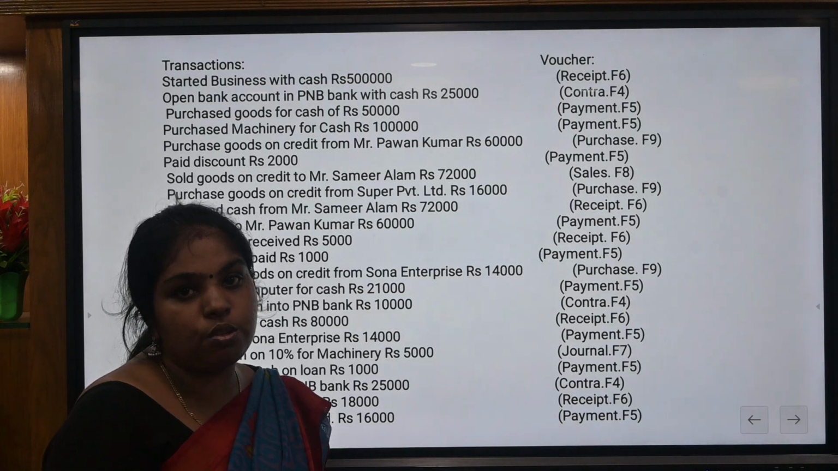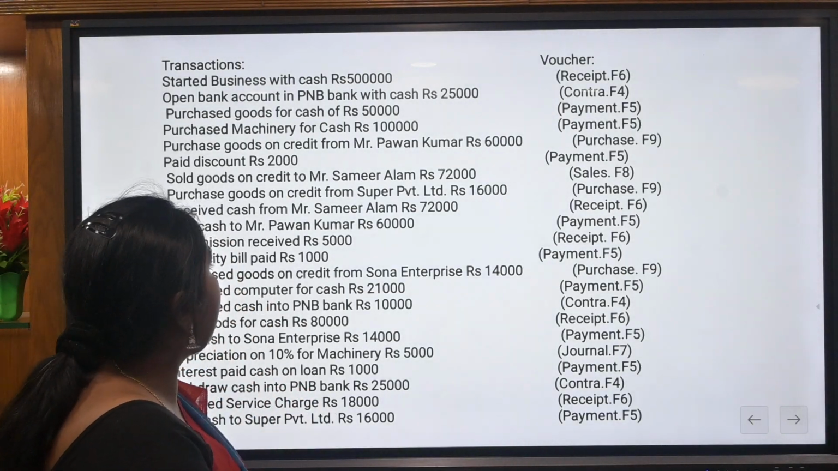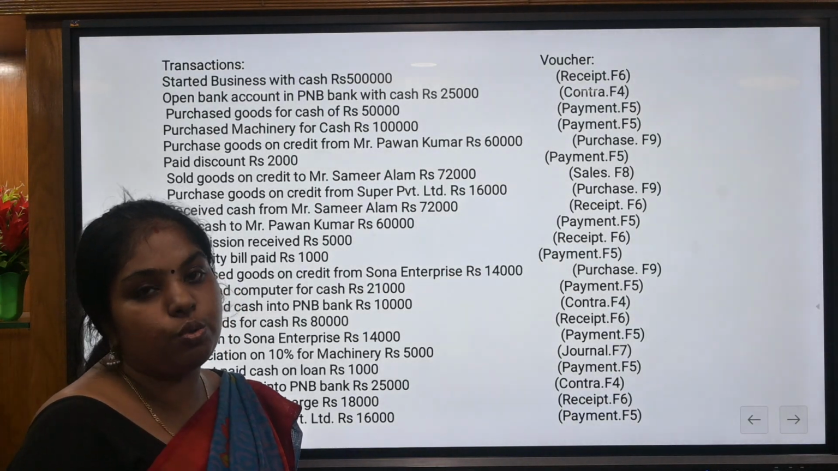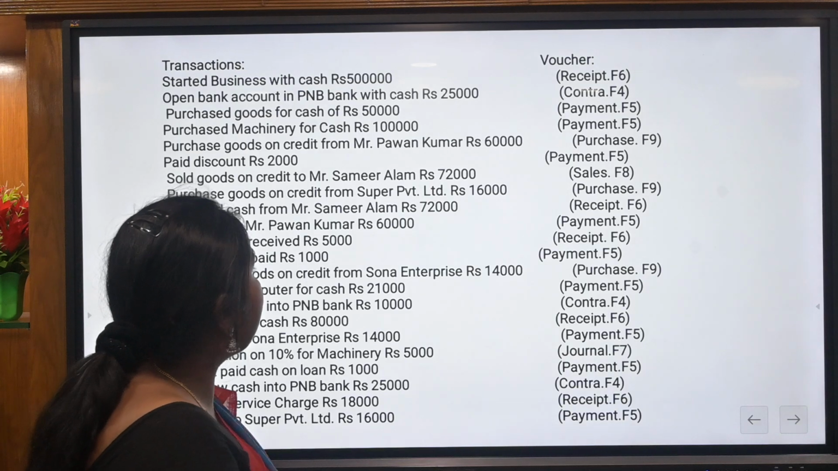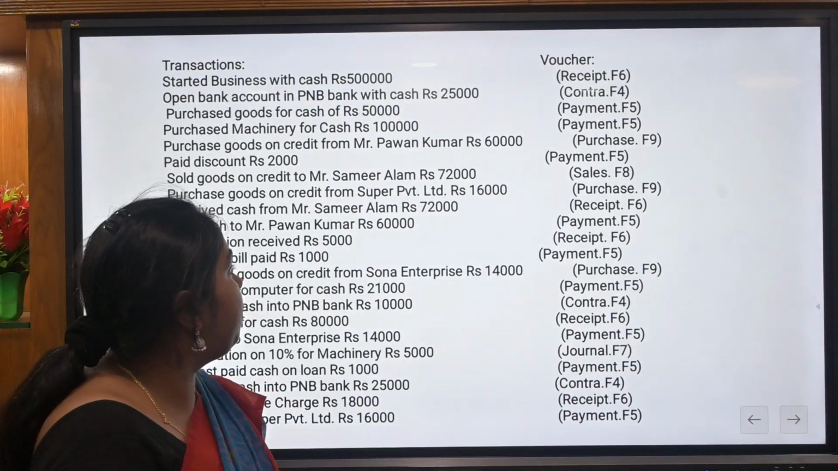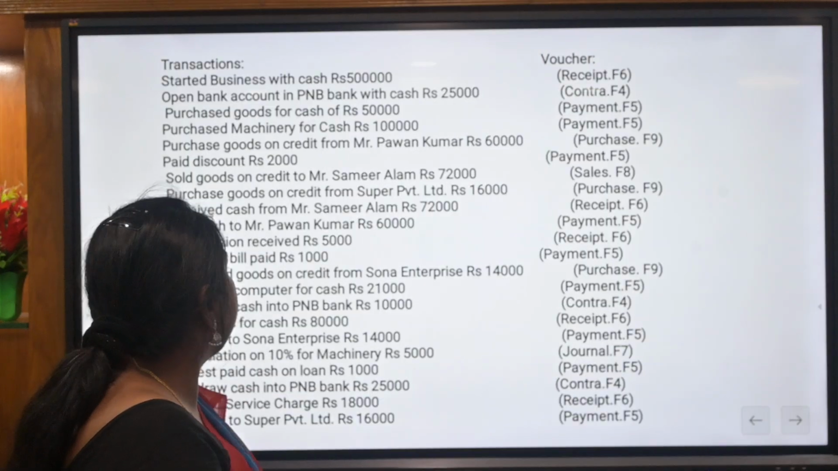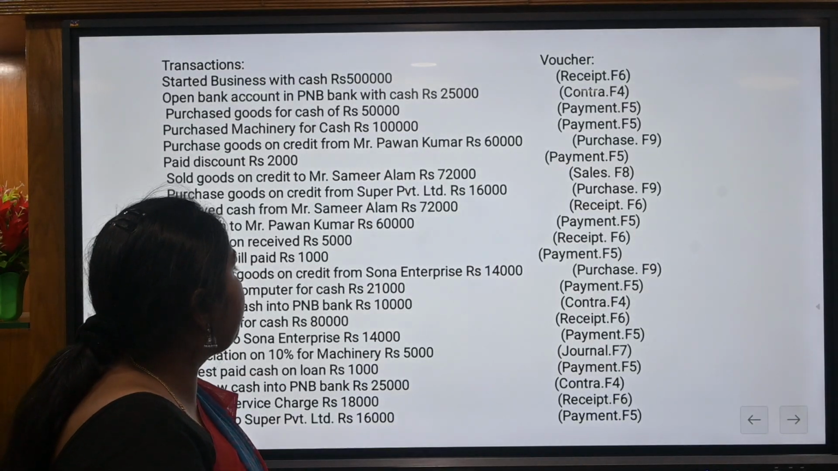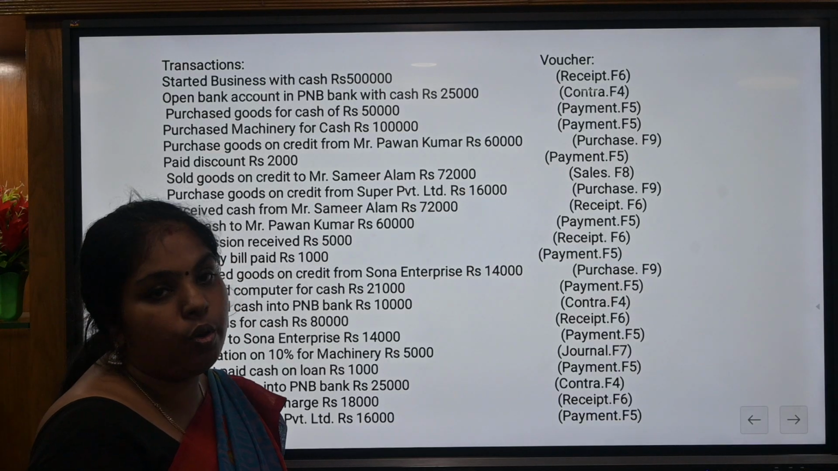Received cash from Samir rupees 72,000. Cash received, it belongs to receipt. Then paid cash to Mr. Pavan Kumar rupees 60,000. We have paid cash, so it belongs to payment. Commission received rupees 5,000. It's an income and it belongs to receipt. Electricity bill paid, expense payment 5.